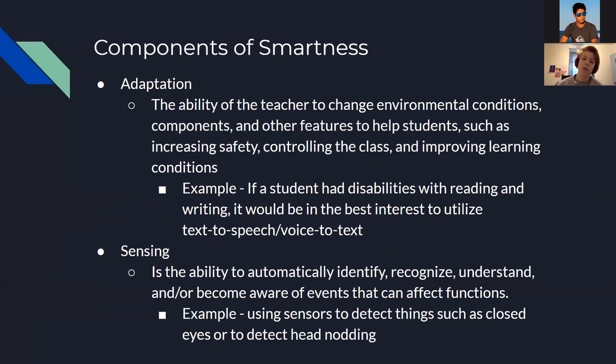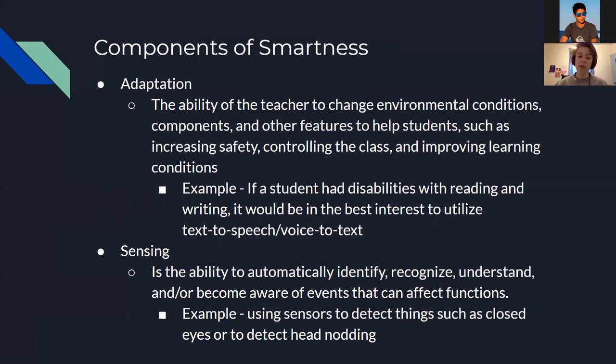So the first component of smartness that we're going to talk about is adaptation, which is the ability of a teacher to change environmental conditions and components, or even other features that'll help students by increasing the safety of a classroom. It'll help control the class better, and it'll help improve the learning experience all around. An example of this is if a student had a disability, like ADHD or anything else that makes it harder for them to read and write. It would be best for them to use text to speech or voice to text, and that'll help improve their smart learning experience.